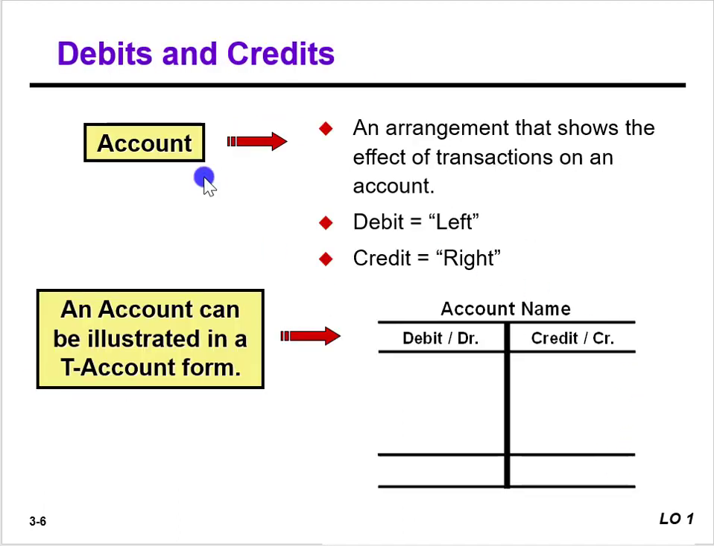And so to further explain debits and credits, you have an arrangement that shows the effect of transactions on an account. The debit is on the left-hand side and the credit is on the right. An account can be illustrated in a T account form. So this is an illustration of a T account. Basically you'll have an account name, and then on the left-hand side, your debits will be recorded. On your right-hand side, your credits will be recorded. So this is just an illustration of a T account.